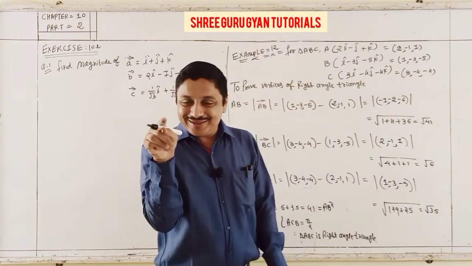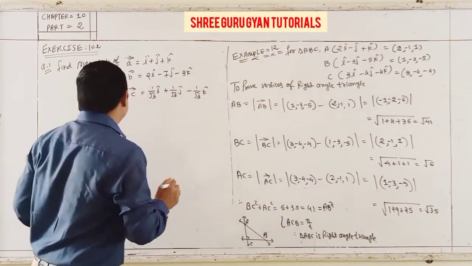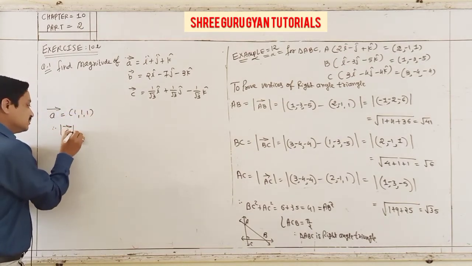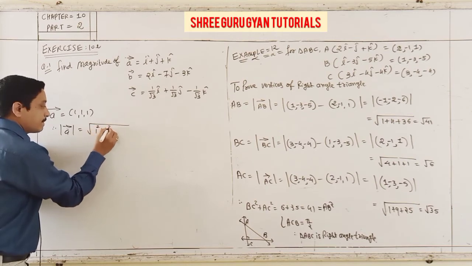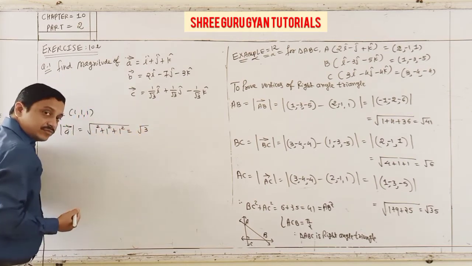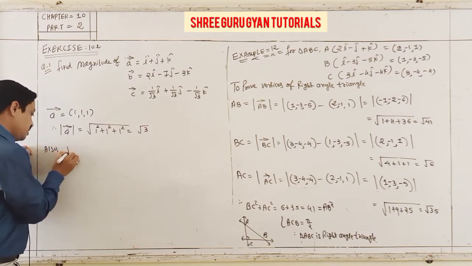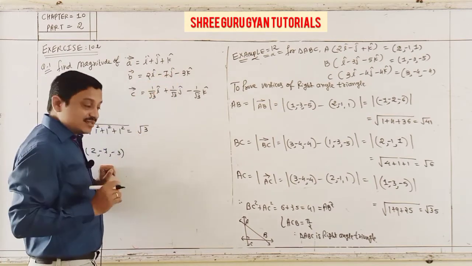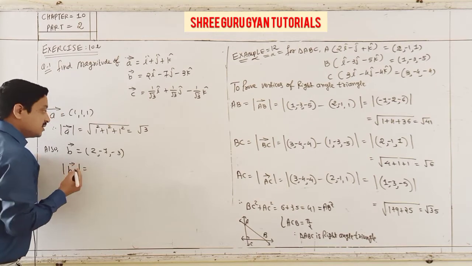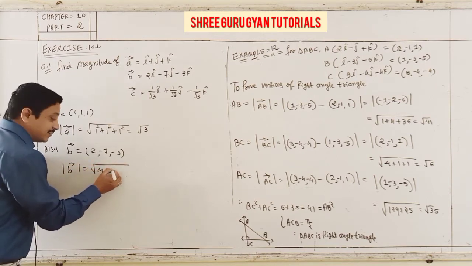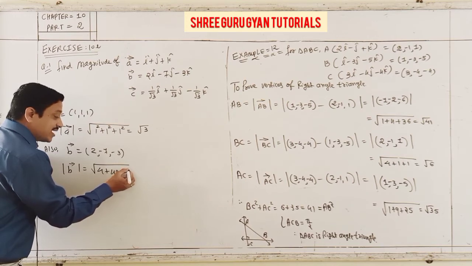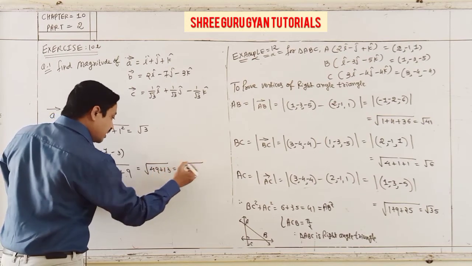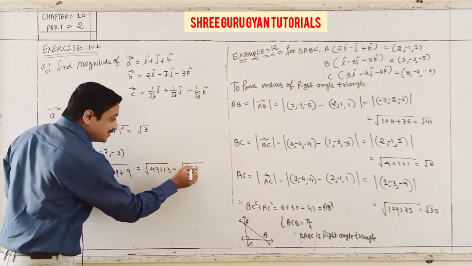The magnitude formula is known: under root x1 square plus x2 square plus x3 square. Yes, here A is what? (1, 1, 1). So its magnitude is under root 1 square plus 1 square plus 1 square, it is root 3. Now what is your B vector? (2, minus 7, minus 3). So what is the magnitude of B? It is very easy. Under root 4, 7 square is 49 and 3 square is 9. Total 49 plus 9 and 4, that is 62.